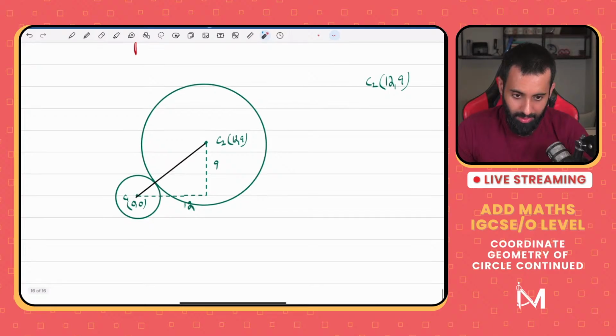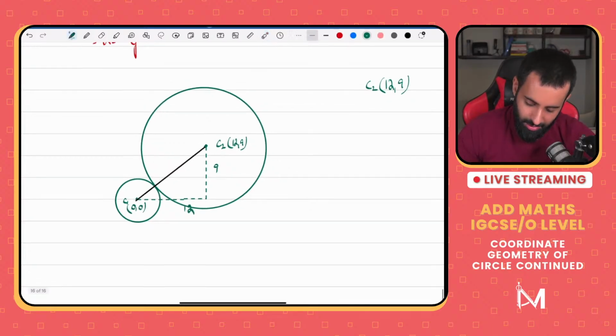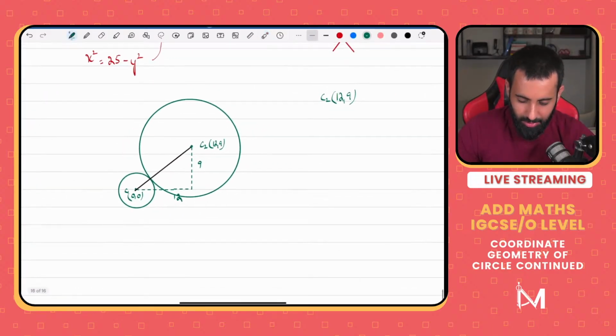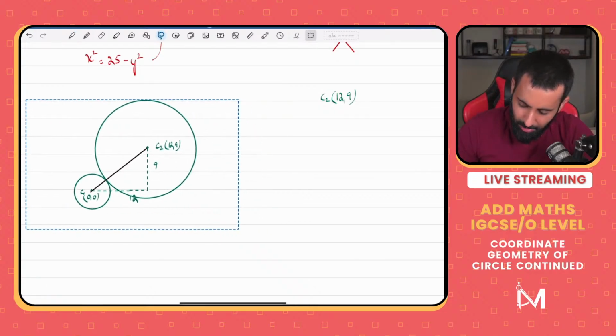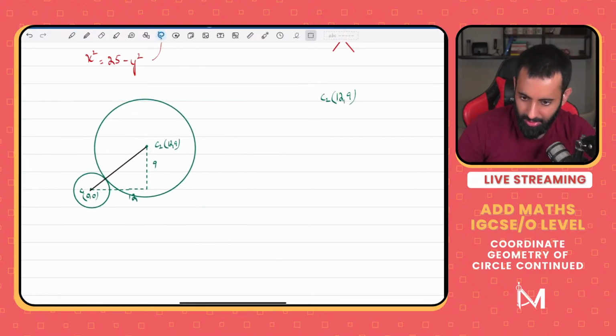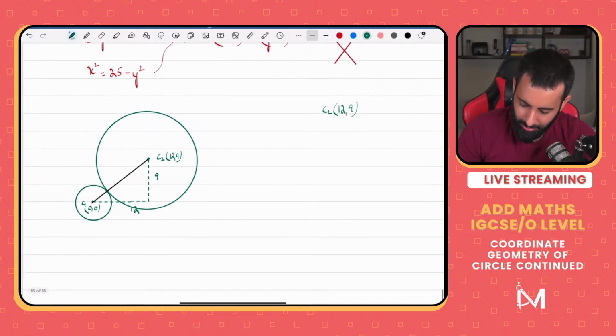Now there is another way. There is another way, and it's something that I don't think a lot of students will be able to identify. I'm not saying that in a bad way. It's something that doesn't click for a lot of students. But first, let's do this.